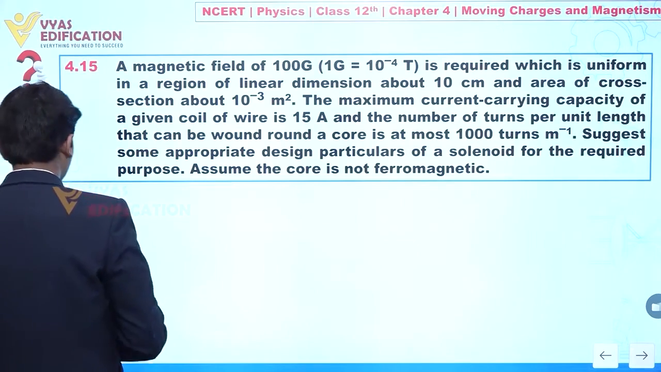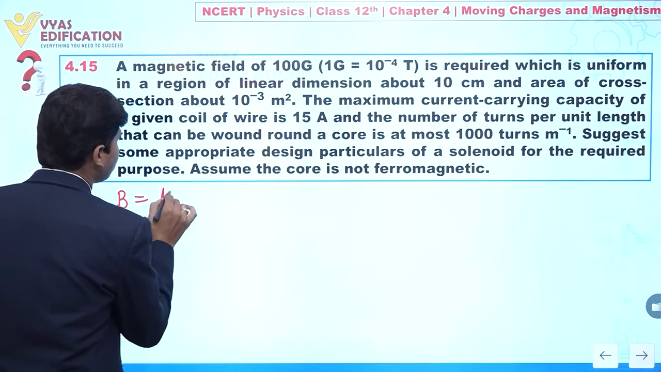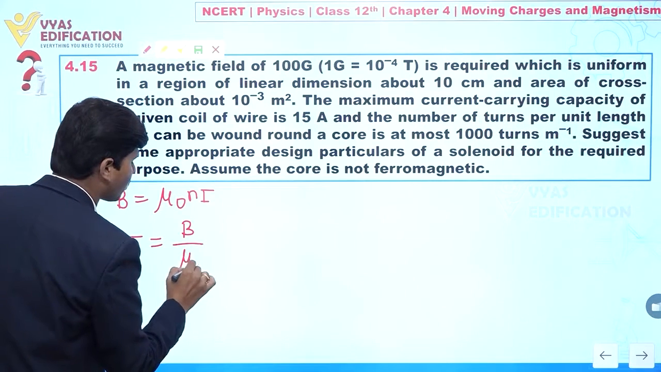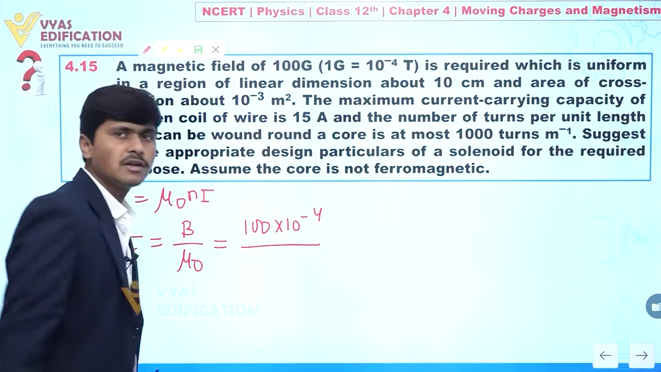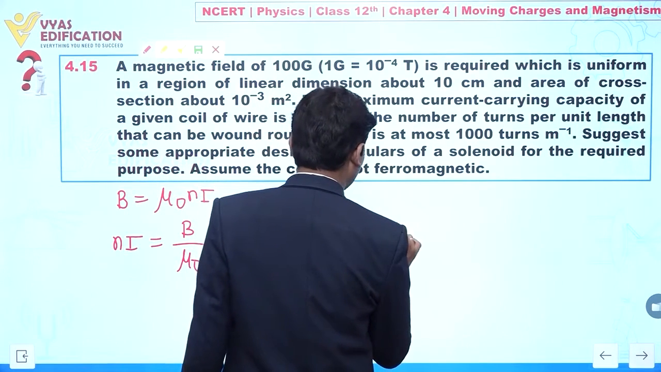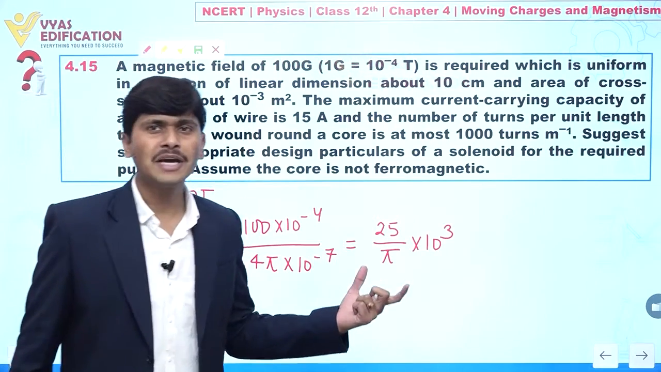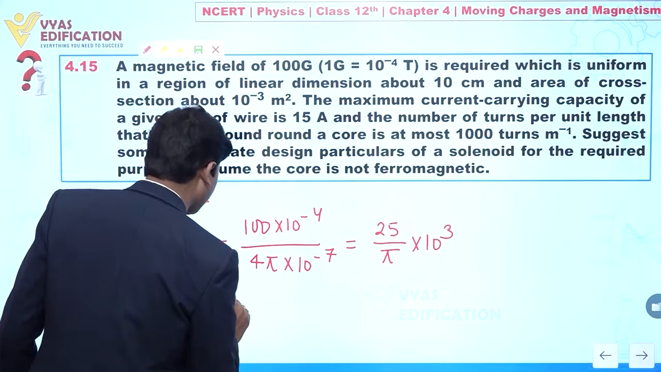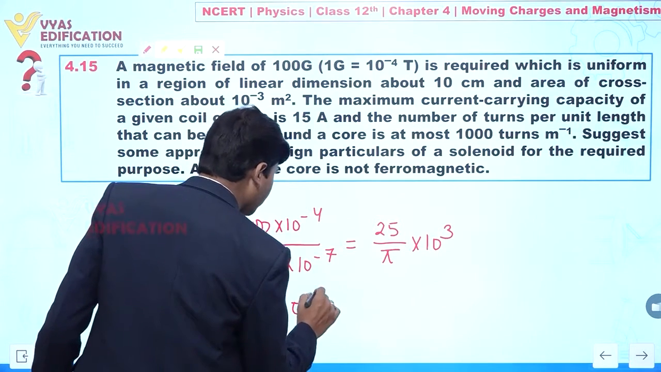So my dear student, if we want to find the magnetic field at the axis of a solenoid, it is given by the formula B equal to mu naught N I. So if I find the value of N I, I can say this is equal to B by mu naught. The value of B we have is 100 Gauss, so this is 10 to the power minus 4. The value of mu naught we know is 4 pi into 10 to the power minus 7. So from here I can say this value is 25 by pi multiplied with 10 to the power 3. The value of pi is 3.14, so approximately we are getting N I as approximately 8000 ampere per meter.